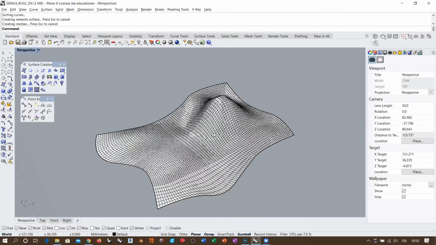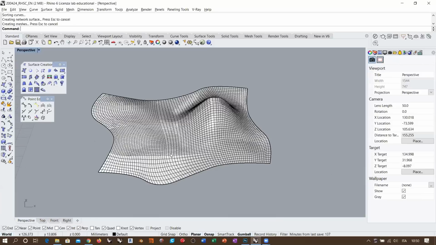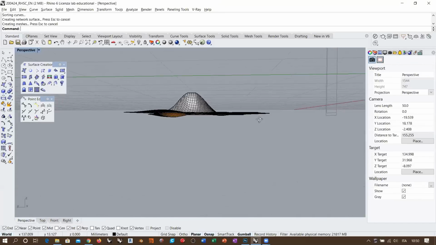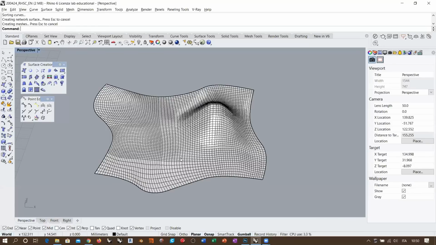So you see that the surface from network curve is extremely complex to control, and it needs a very specific set of construction curves to obtain a controlled or predictable result. But in general, if you want to work with an extremely controlled situation like this one, this is not the best solution. I would work with direct topological modeling.